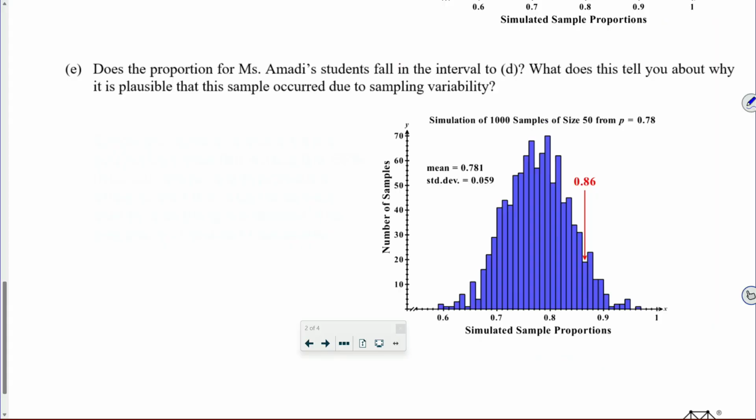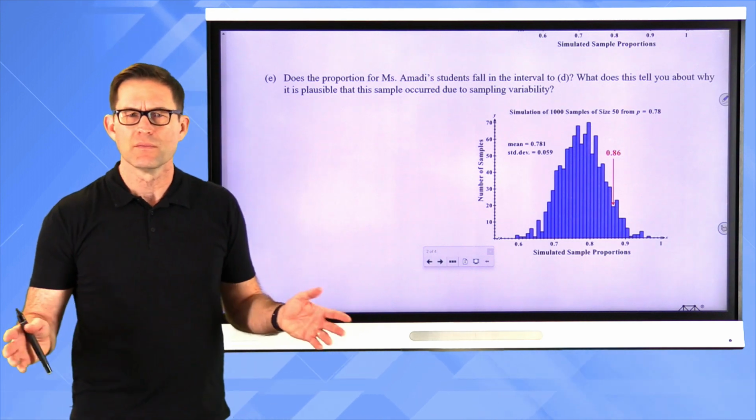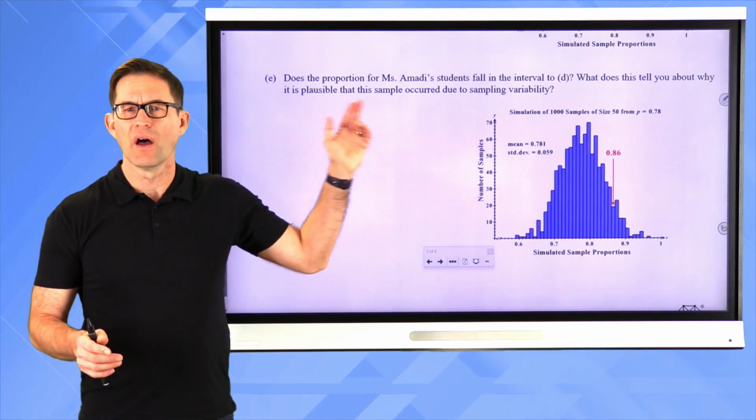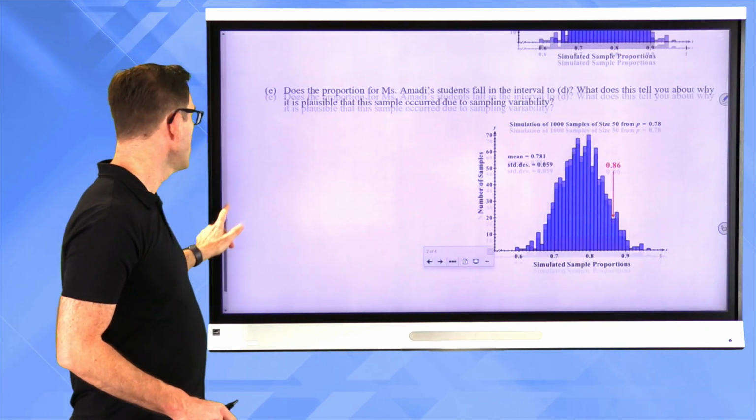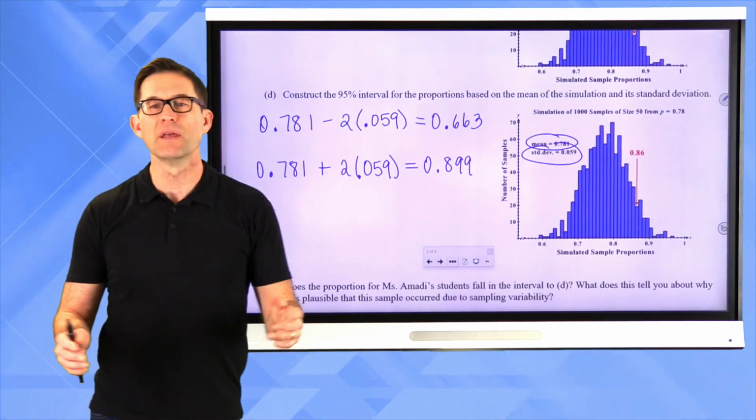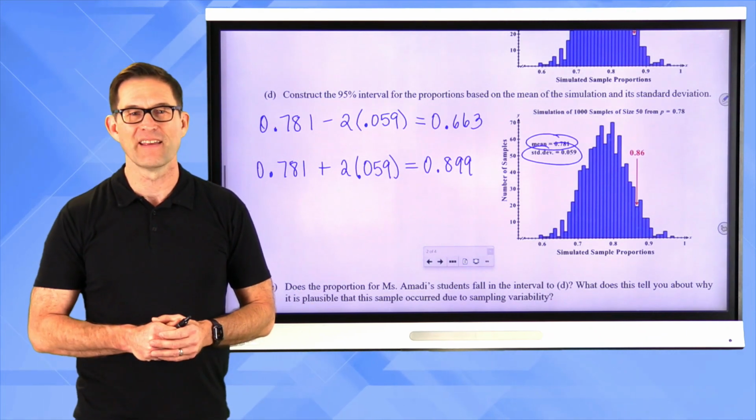So let's now take a look at letter E. Does the proportion for Ms. Amati's students fall in the interval from D? What does this tell you about why it is plausible that this sample occurred due to sampling variability? All right, so let's take a look. First, does her proportion fall within this interval? That should be an easy question to answer. Pause the video and take a shot at that yes/no answer.